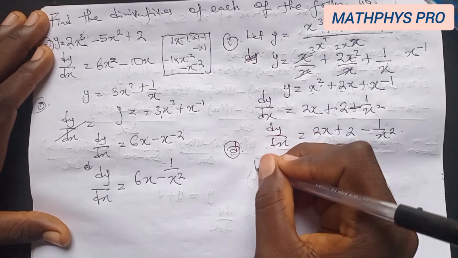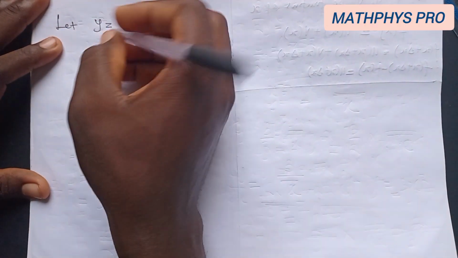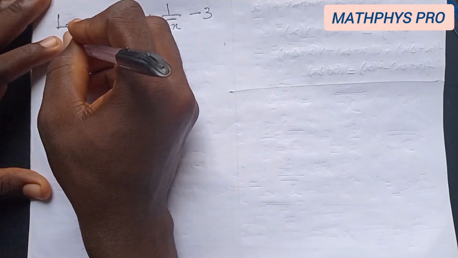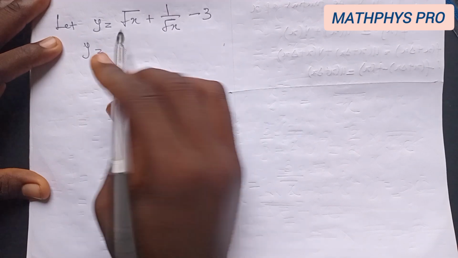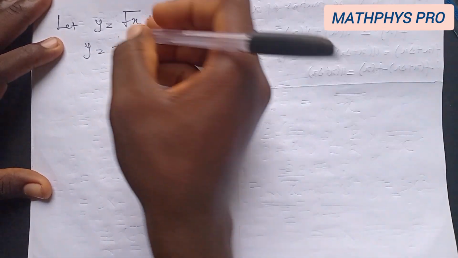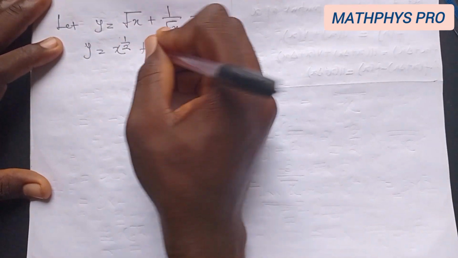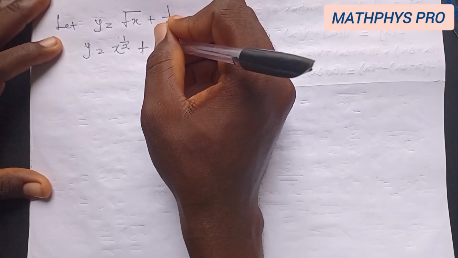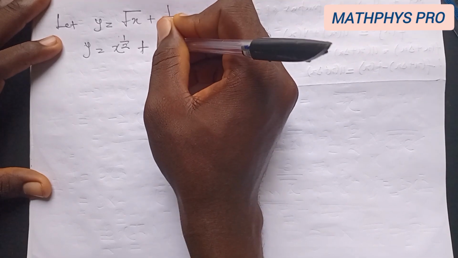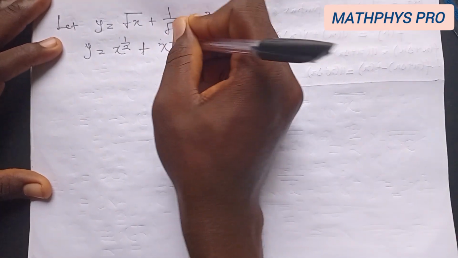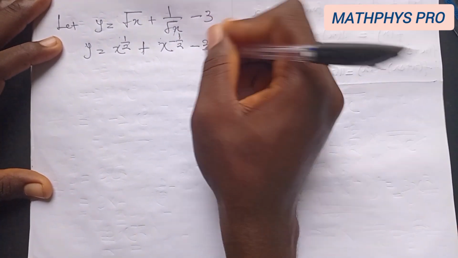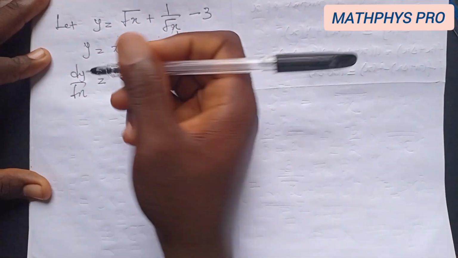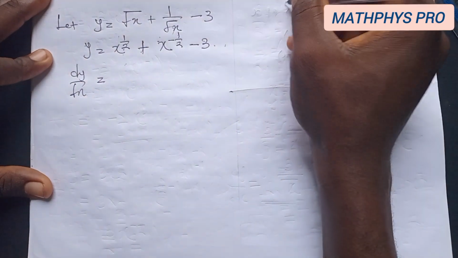The question said that the first thing you need to do is to rewrite this in a way that you can find the derivative quickly. So we can say that y is equal to root x, denoting as, according to the law of indices, x raised to 1 over 2, plus 1 over root x, according to the law of indices, is the same thing as x raised to minus 1 over 2. Then minus 3.